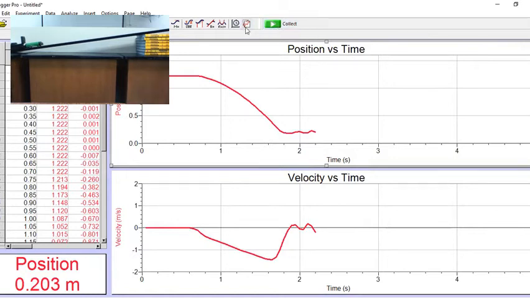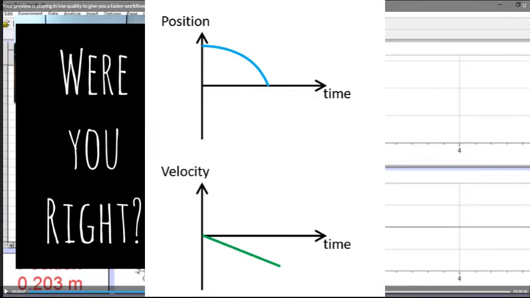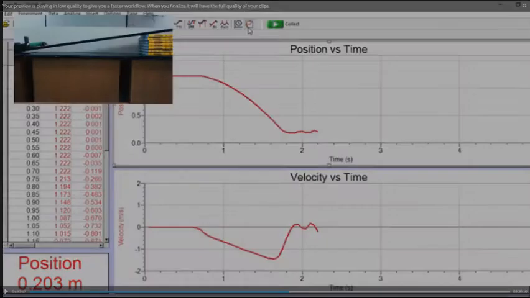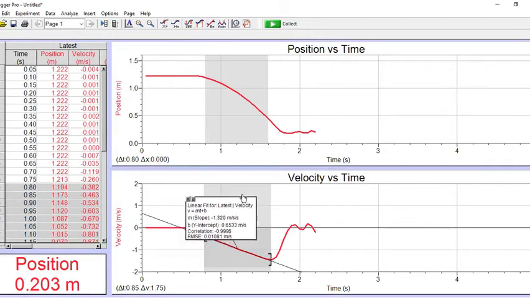As the car sped up, the slope of the position graph got steeper and steeper, but this time the velocity was negative, starting at 0 and increasing at a linear rate. Again, the slope of the velocity graph is equal to the acceleration of the car.